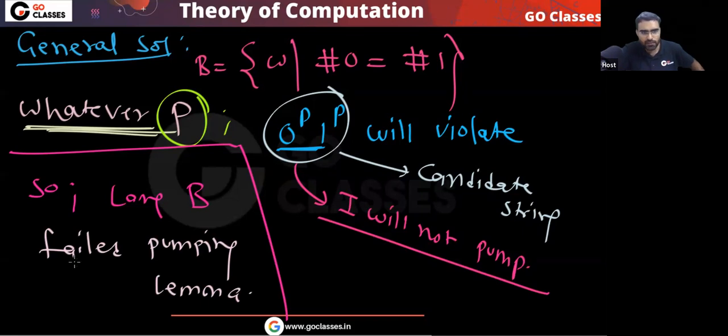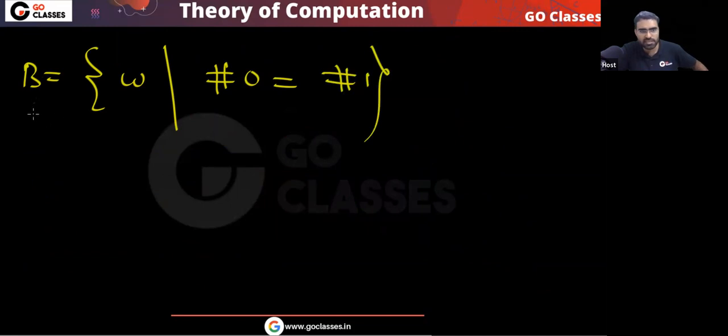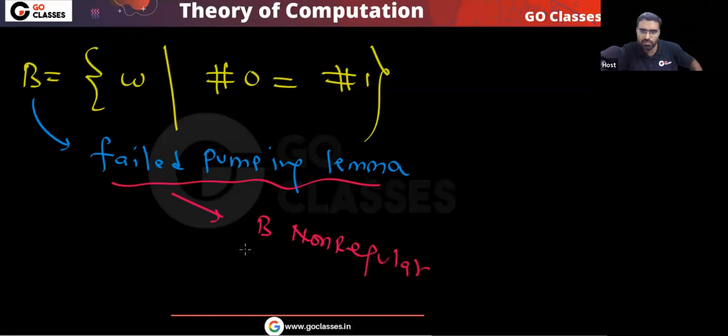Now you tell me, if this language has failed the pumping lemma, what can you say about this language where the number of zeros is equal to the number of ones? In the pumping lemma test, this language has failed. So if it has failed the pumping lemma, that means this language is definitely non-regular. B is non-regular, yes or no? This language is definitely non-regular.